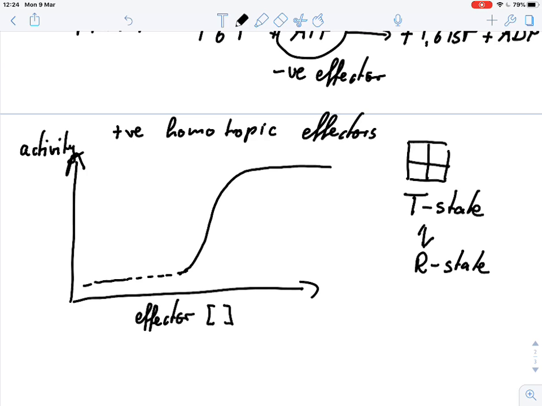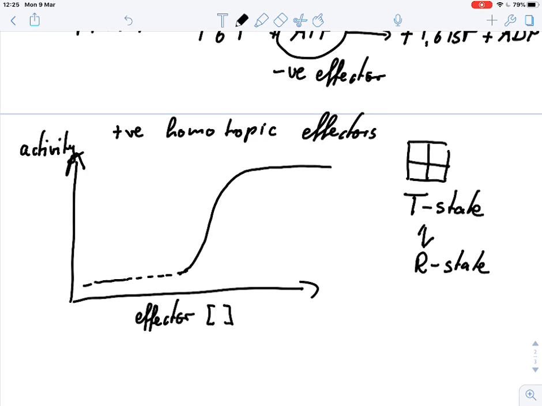Other enzymes don't do that. They do it successively, but every time you add more substrate, it gets easier to change from T to R. I think you have done something like that with T and R states in one of the chemical biology assessments. Did you? Where something changes? If not, don't worry. So this is what a homotropic effector does.